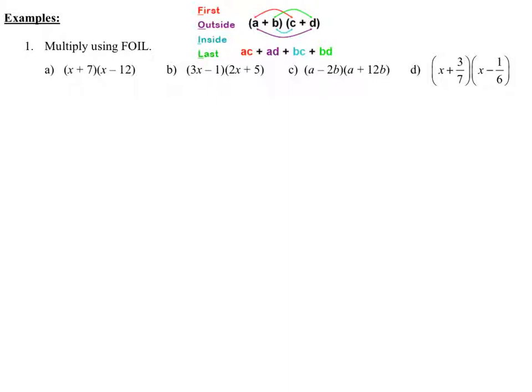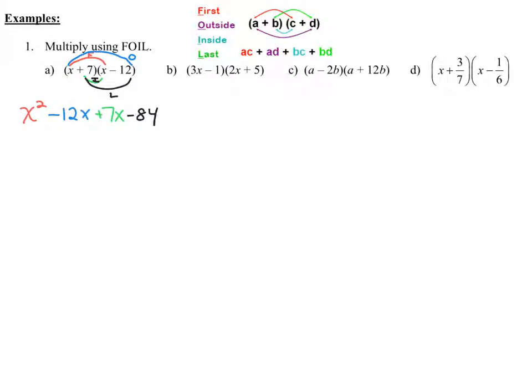Let's begin with the first, the quantity x plus 7 times the quantity x minus 12. When we multiply x times x, that's the F. So x times x is x squared. Our outer is when we multiply x times this negative 12 to get minus 12x. That's our outer. And then the inner is to multiply this plus 7 times x, plus 7x. And then the last is plus 7 times negative 12, which is negative 84.